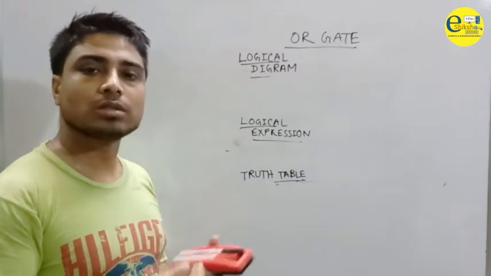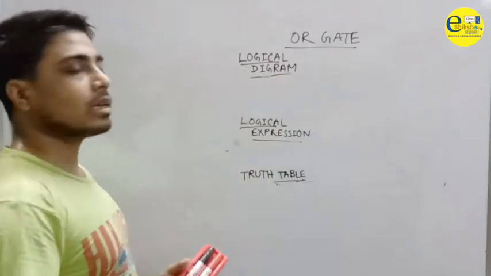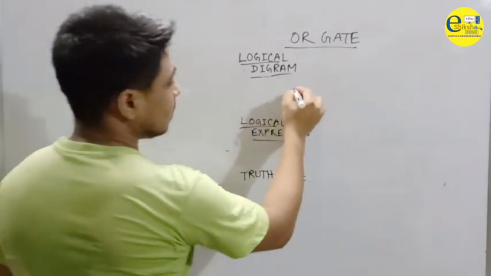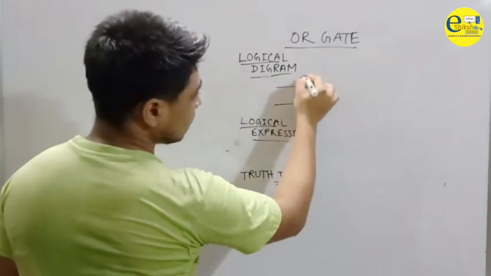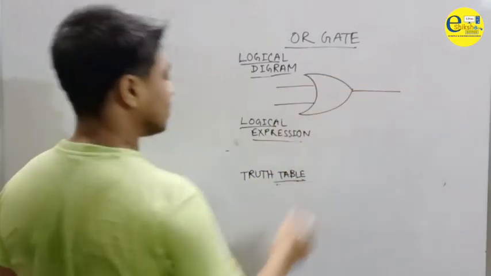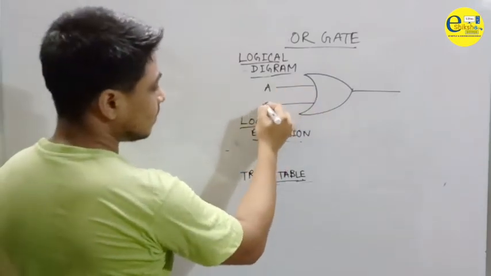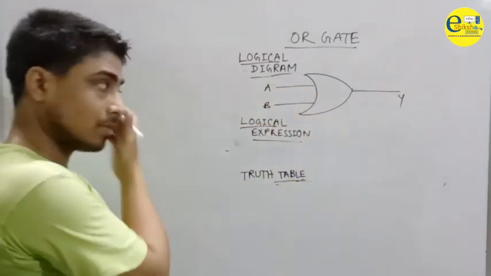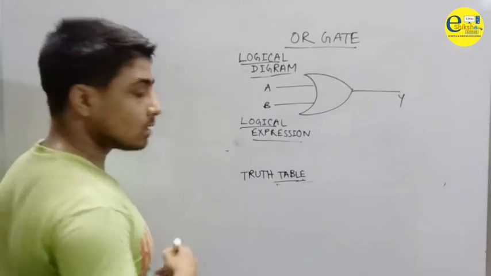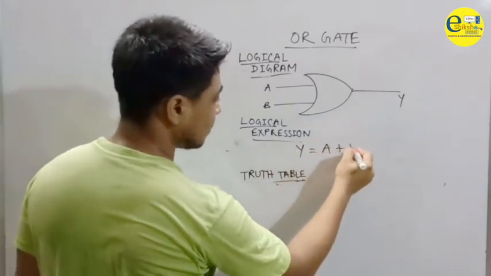So now I'm going to discuss OR gates. How do we draw the OR gate? It looks like this. Okay, this is A, B and Y. So what is the logical expression? Here the logical expression is A plus B.